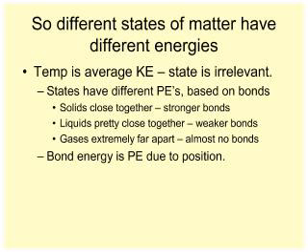All right. So different states of matter have different energies. Temperature is your average kinetic energy. The state of matter is irrelevant. States have different potential energies based on bonds. Solids are close together, they have stronger bonds. Liquids are pretty close together, they're weaker bonds than solids, but still pretty strong. Gases are extremely far apart, so there's almost no bonds, which means they're the weakest.